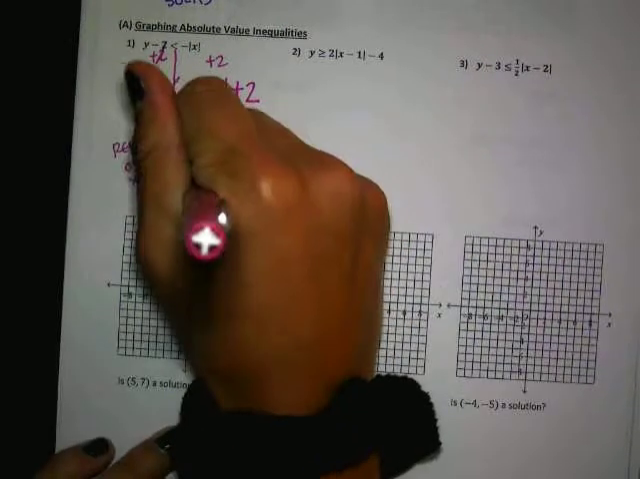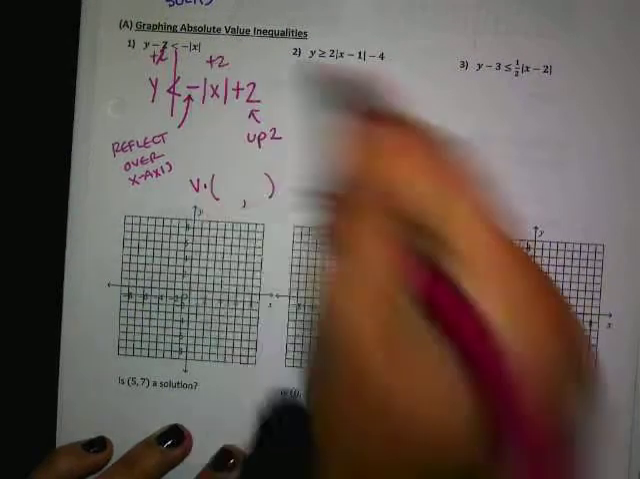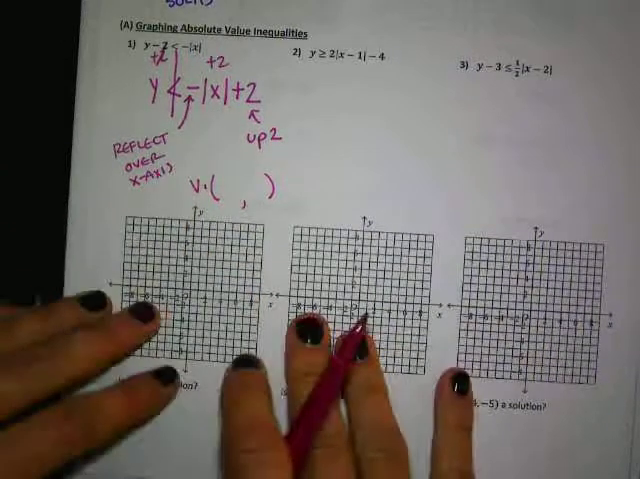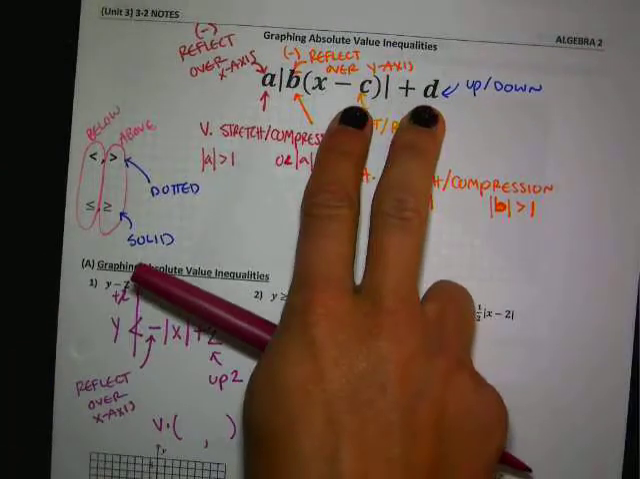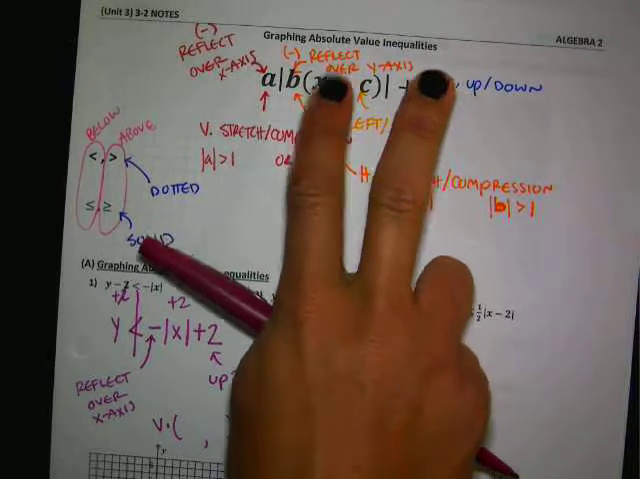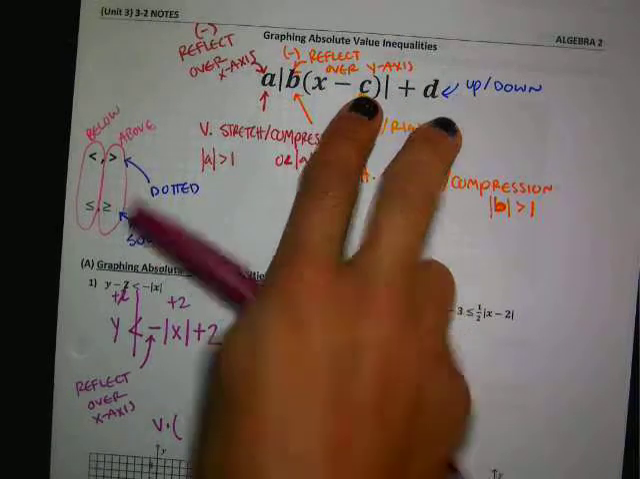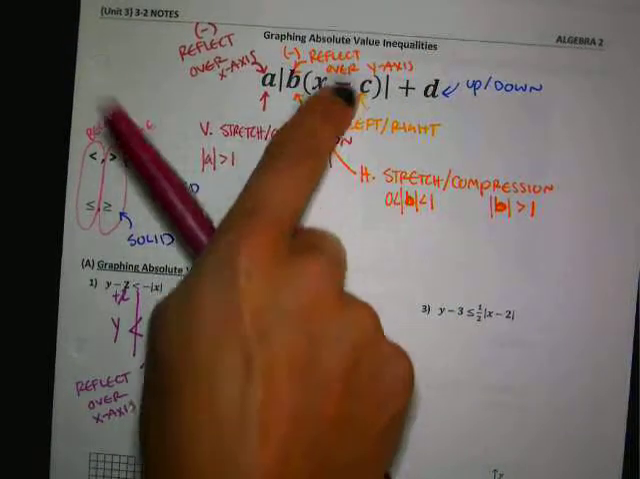All right, I also can figure out what the vertex is. Looking at my function, remember your vertex is going to be your C, D. These 2 numbers right here at the end in that order. This is your vertex. This is the x, this is the y.